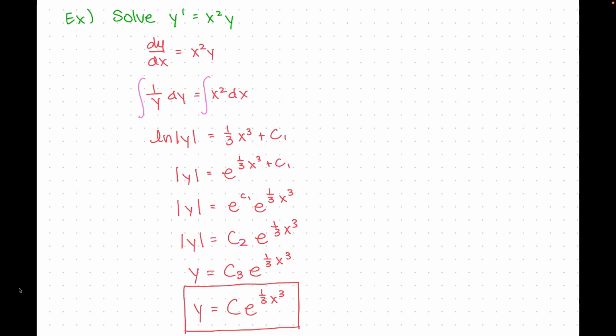But you really can't drop the absolute value until you get down to this point. So the absolute value of some arbitrary constant times e to the power, well, that arbitrary constant then is a plus or minus arbitrary constant.